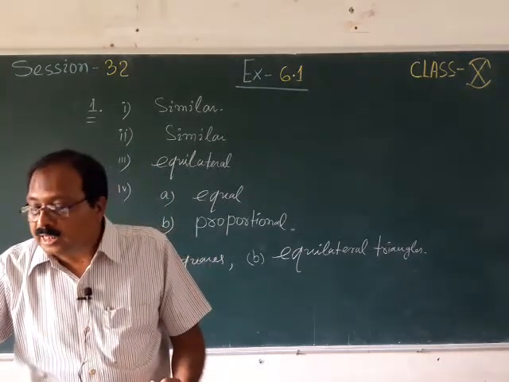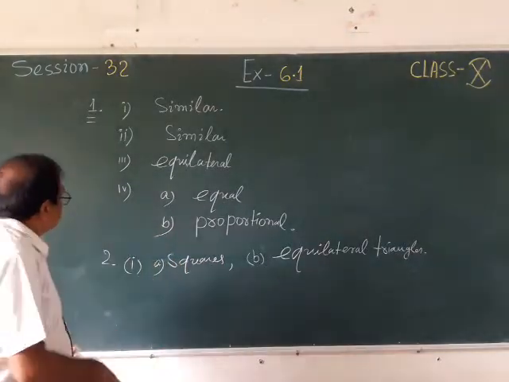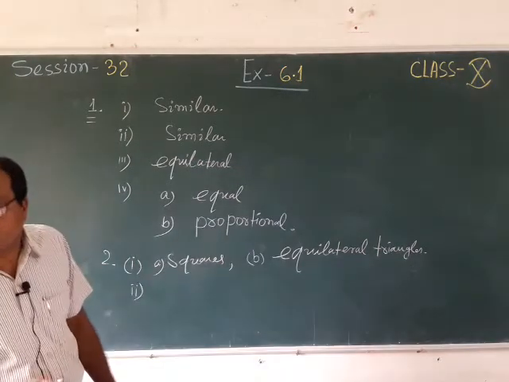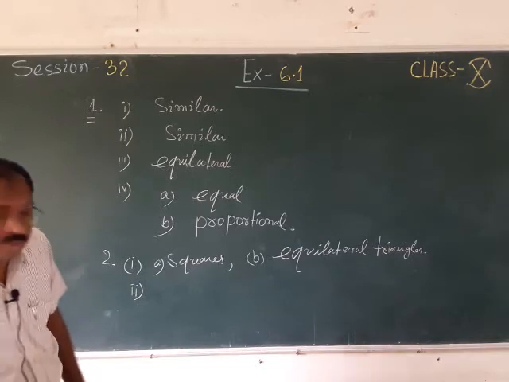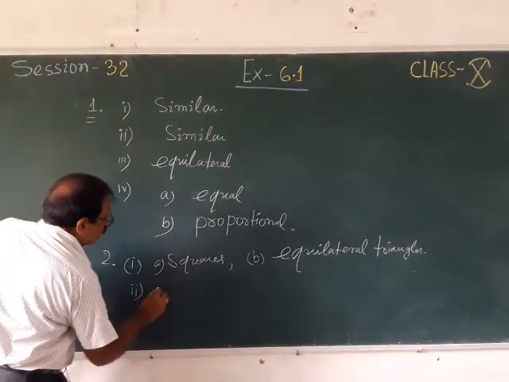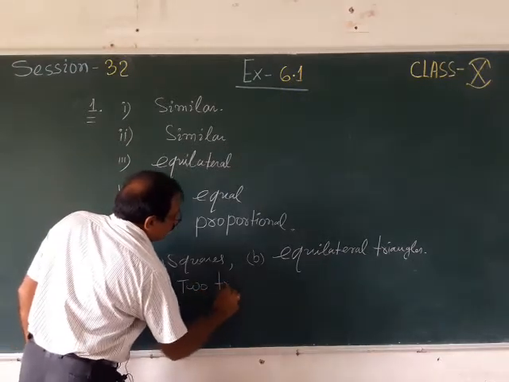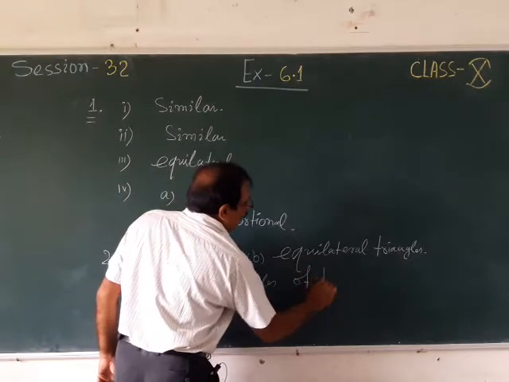Now 2.2, example of non-similar figures. What answer will you write? They are asking for examples of non-similar figures. You can write 2 triangles of different angles.